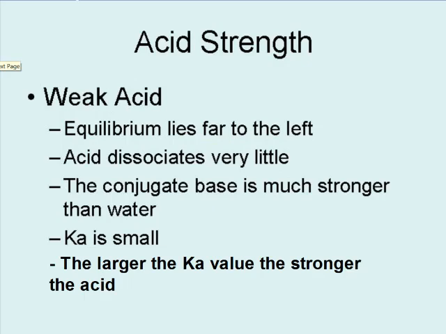While weak acids do have Kas, because that Ka is going to tell us how much of that acid breaks apart. Equilibrium lies far to the left because very little of it breaks apart. The conjugate base is much stronger than water, but it's still a weak base. And the larger the Ka value, the stronger the acid. But again, it's still a weak acid.